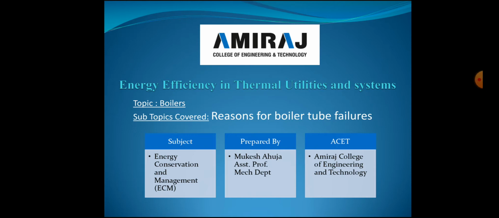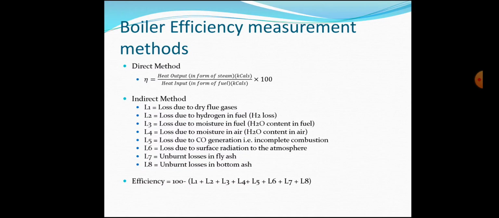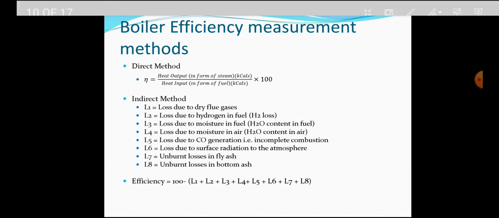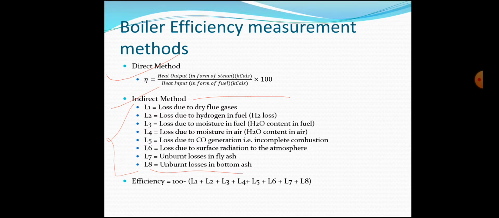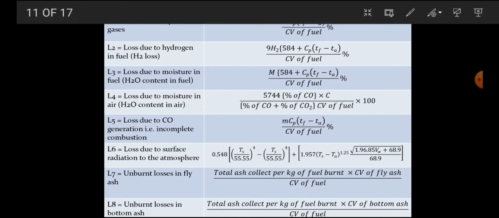So in the last lecture we were discussing various boiler efficiency measurement methods, in which we saw two methods, that is the direct method and the indirect method. We discussed all the equations for the indirect method, and now we'll list out all the equations of the indirect method again in one table.